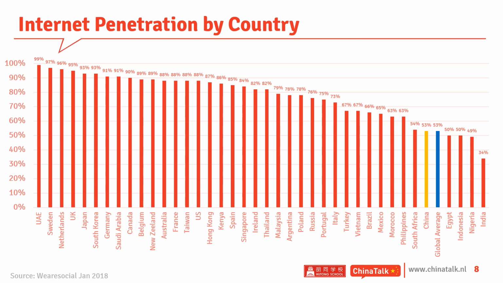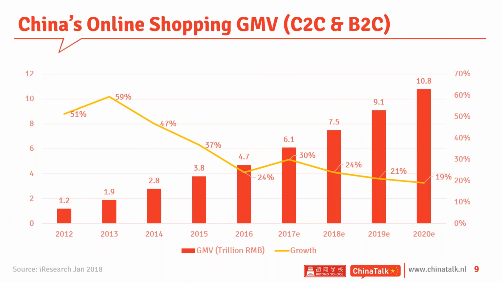So even though in absolute numbers there's a lot of people online in China, as a percentage, it's still lagging behind a bit. But even though it's lagging behind, what we've seen is that the online shopping market has exploded. GMV is gross merchandise value, and it's basically the volume of the online shopping market. Again, the absolute figures are not that important. It's more about the pattern. What we see is that even though online sales have exploded, it is still nowadays growing with about 20%. So it's still a very highly, increasingly fast growing market.